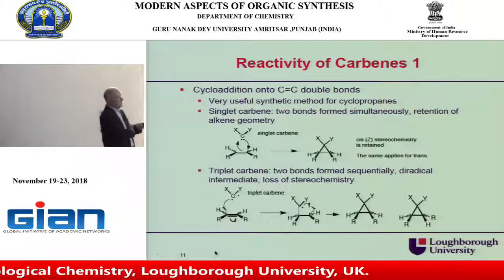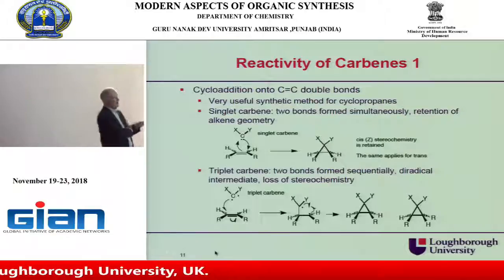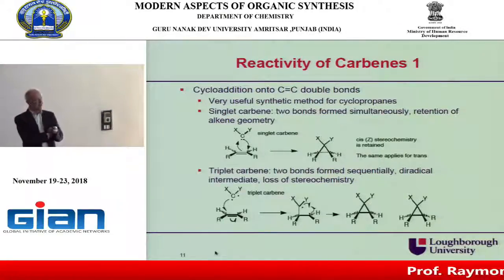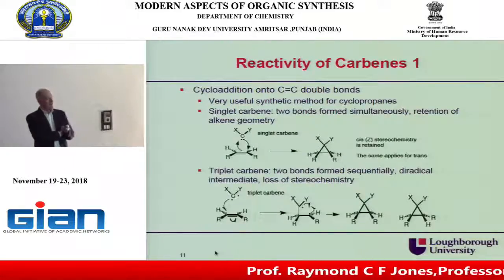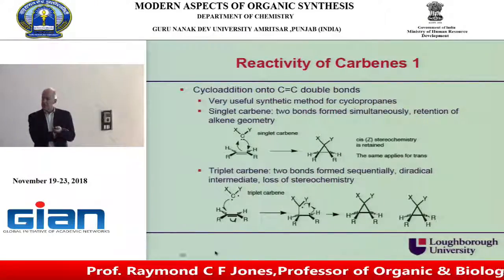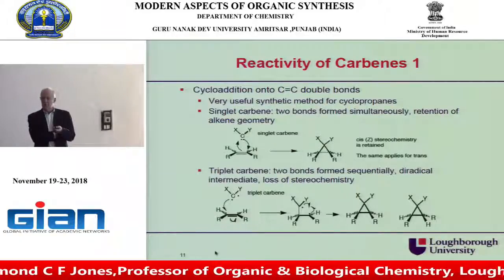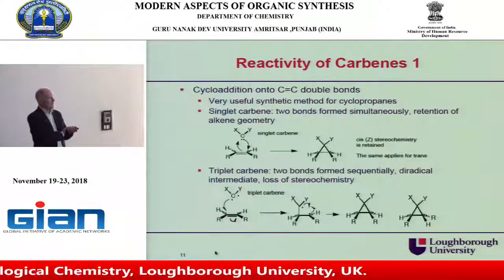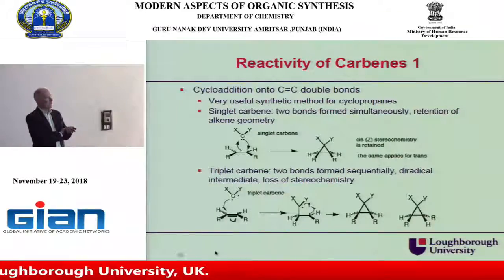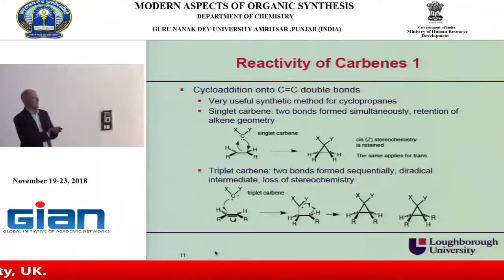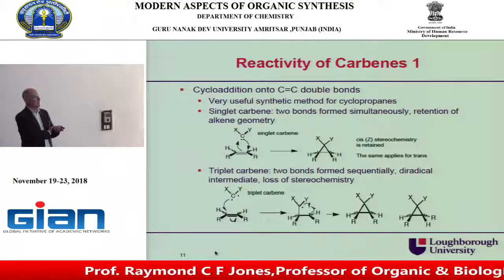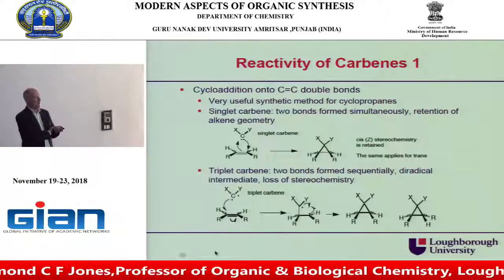If you form the carbene with higher energy, so maybe you take a carbene precursor like a diazoalkane and generate the carbene by photolysis, for example, so put in quite a lot of energy at once, then you may, in some cases, get a triplet carbene, and the difference there is you may lose stereochemistry. Not always, but maybe. So the two bonds are then formed sequentially, and you can regard that as then having a diradical intermediate and potential loss of stereochemistry.